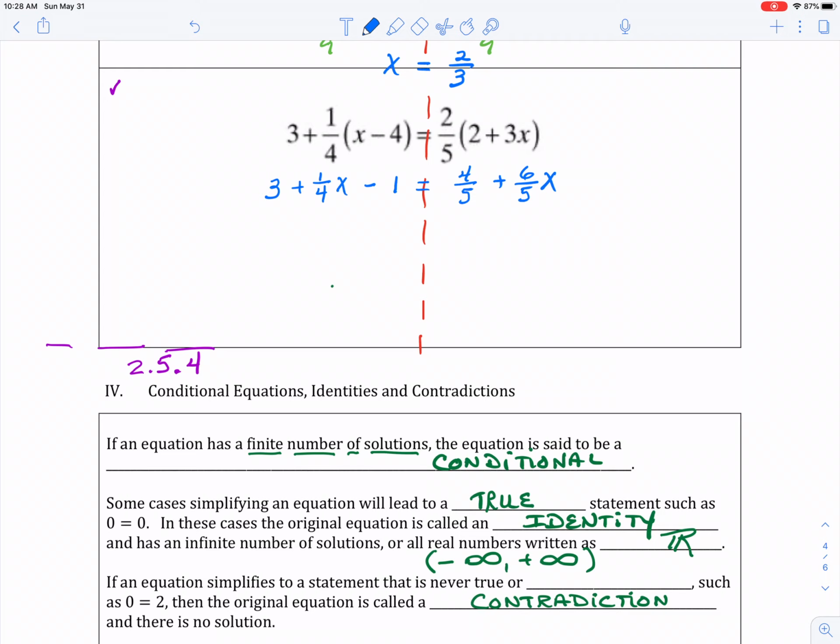All right, so I've done the distribution part. I'm noticing here this 3 and this -1. I can shorten by combining. And I'm going to use, I think the best way to go, again, is this LCD route. Notice the denominators are 4 and 5, so the LCD is 20.